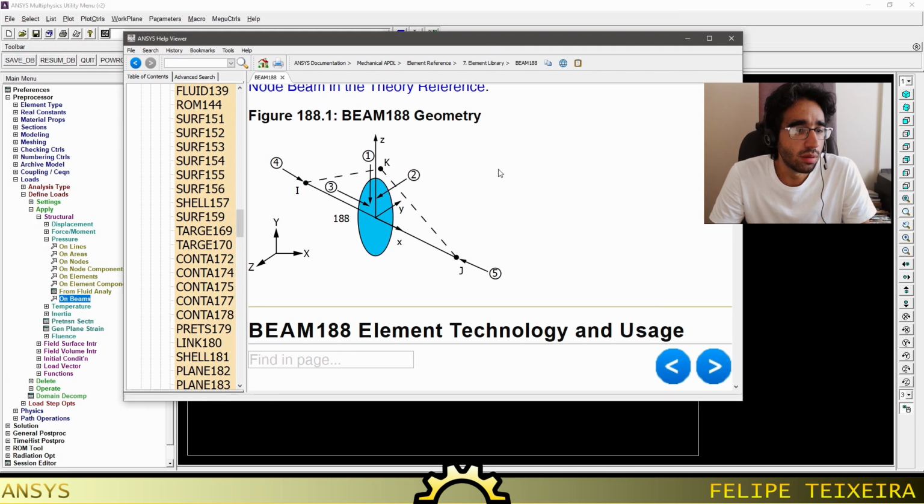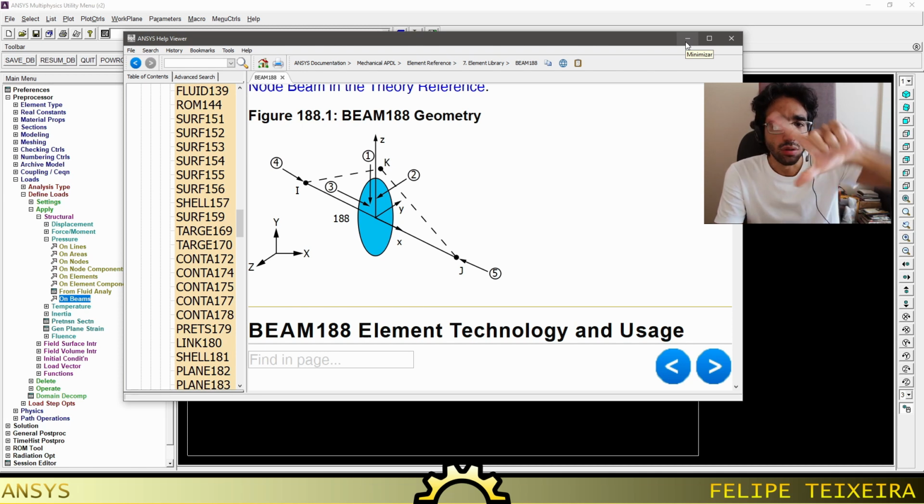So here we have a representation of a generic BEAM188 element. As you can see, the element has three nodes, I and J, which define the axis of the element, and the node K, which is the orientation node. The orientation node floats above the axis of our beam, and its function is determining the direction of the cross-section. Is it rotated like this? Is it rotated like that?